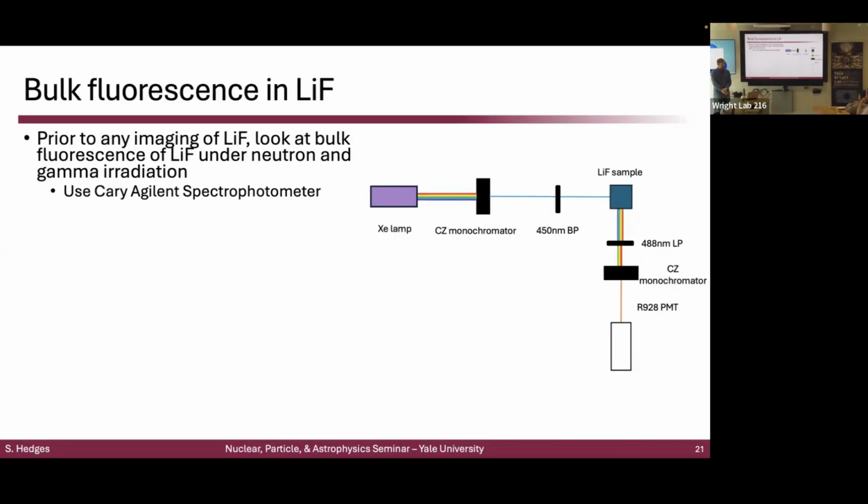Prior to doing any kind of imaging to look at individual color centers, one of the first things that we did is look at bulk fluorescence properties. Essentially, what we're doing here is exposing our crystals to a lot of radiation to generate a high density of color centers, and then we're just measuring the total fluorescence light that's emitted from it when we have some excitation. For this, we used a Cary Eclipse spectrophotometer, which basically has a xenon lamp. We can select both excitation and emission frequencies, and we can scan the intensity of the fluorescence as a function of wavelength.